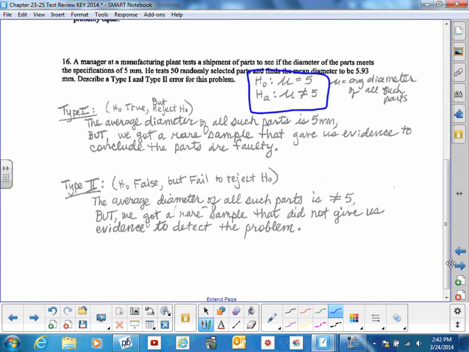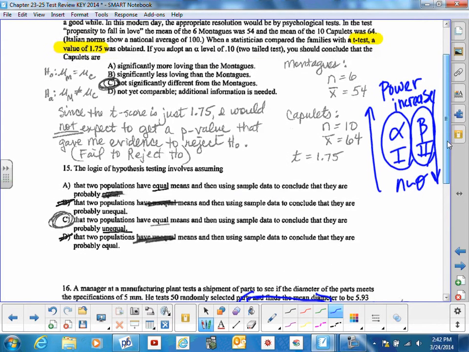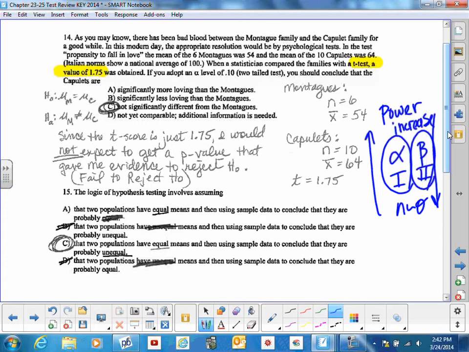I don't see how you can do these problems without thinking about what the hypothesis statements are. Okay, so be aware that you might have to envision what these hypothesis statements are, even if it's not specifically asking you to state those. So, for example, on this Montague and Capulet problem, I determined that the null hypothesis is probably that the average for the Montagues is the same as the average for the Capulets, and then it's asking for a difference, so the alternative would be 2-tailed.